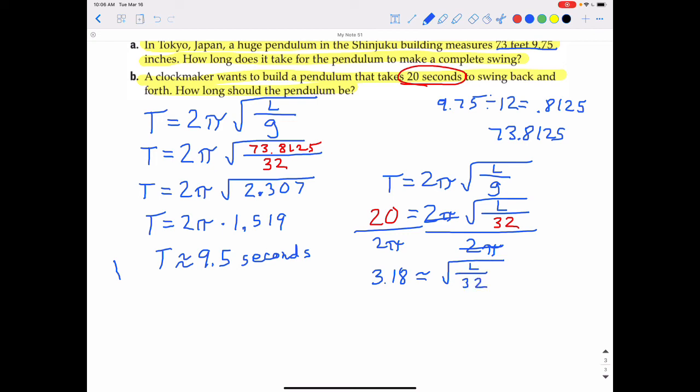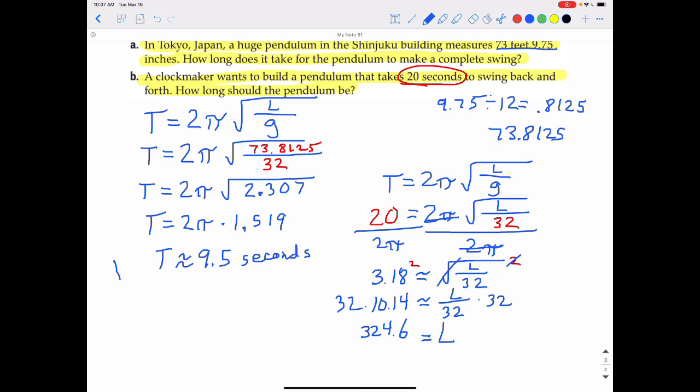Now I'm going to square both sides. And when I take 3.18 or whatever's in my calculator and square it, I get approximately 10.14. So that is about equal to, since those canceled, L over 32. And then I will take both sides times 32, not square both sides. So both sides times 32 will give me my answer for L, about 324.6 is what I come up with, about 324.6.